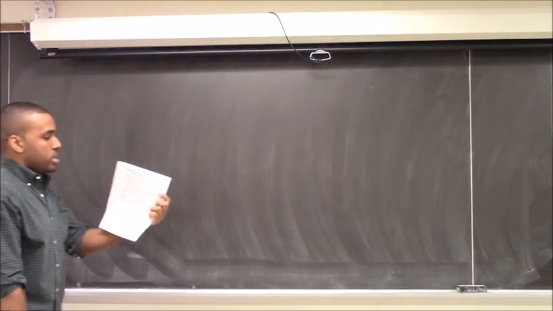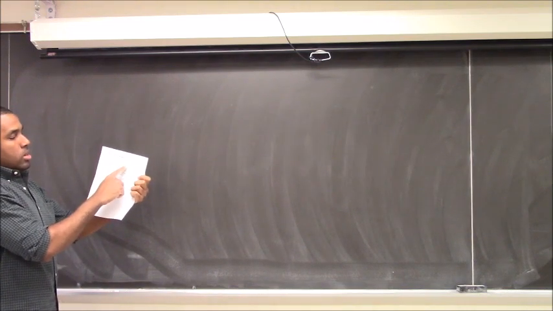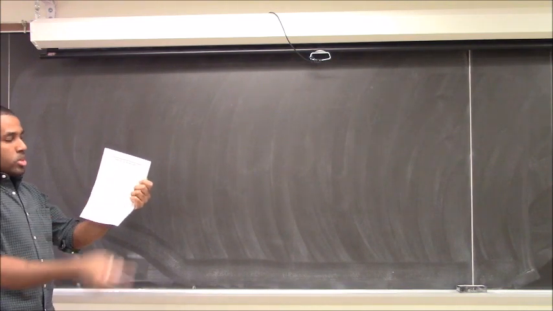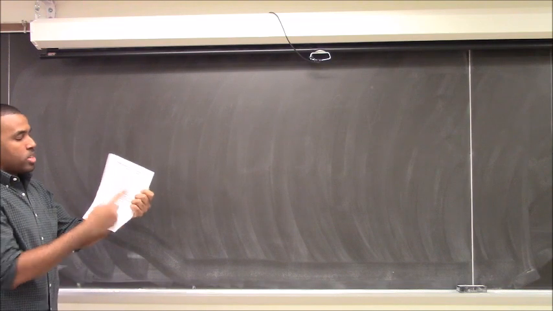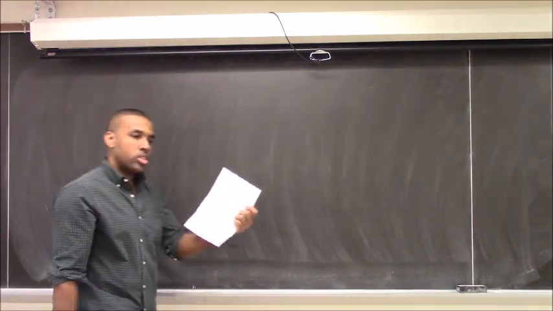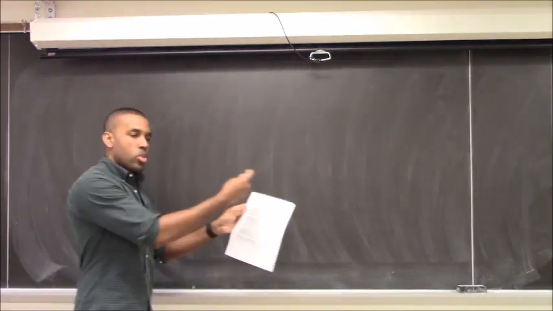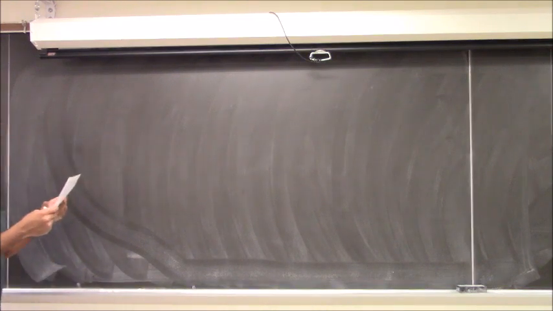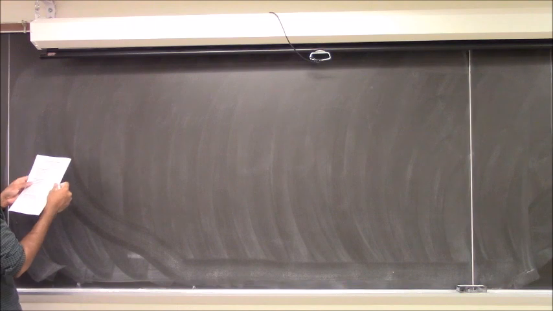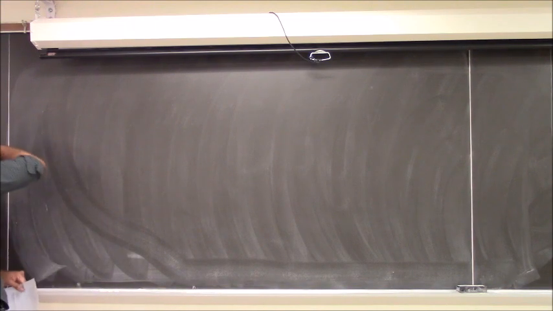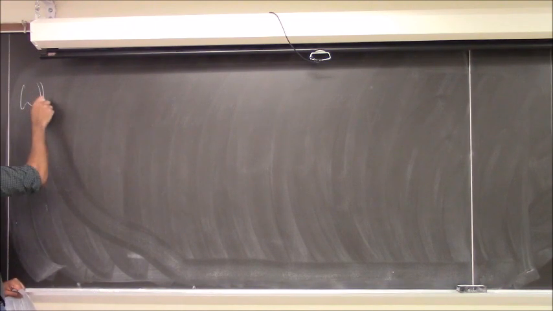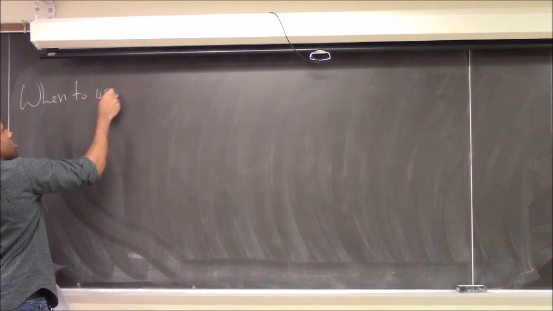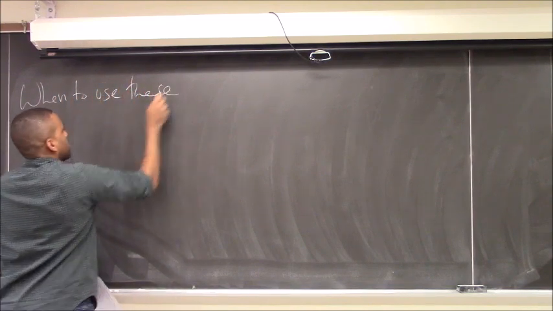So there will be something where we're talking about assuming the rate of growth is proportional to its current size, or assuming something is radioactive, or assuming you have compound interest compounded continuously. You know you have to do this. So let's talk about when to use these equations.